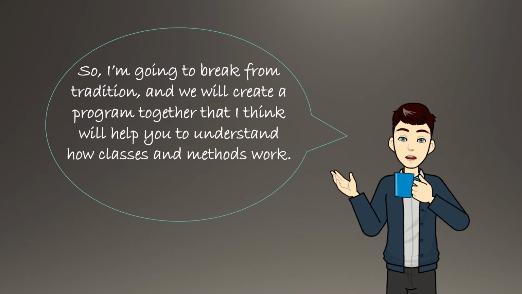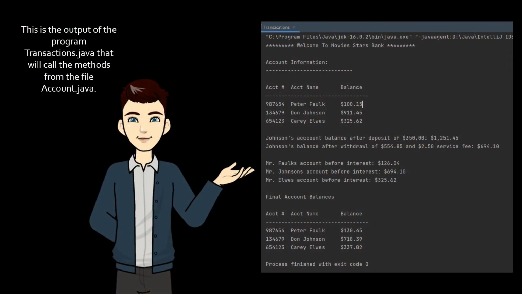So I'm going to break from tradition, and we will create a program together that I think will help you to understand how classes and methods work. Together we are going to create this program called Transactions, which calls methods from a class called Account, which is created in a separate program. It looks complicated, but I'll walk you through the steps, and hopefully by the end you'll have a better understanding of how classes and methods work.